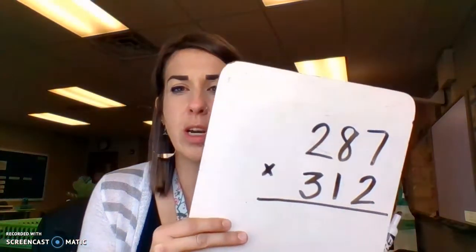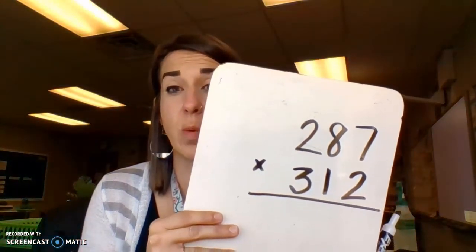Hi, fifth grade. Here is your multi-digit multiplication refresher using the US traditional model. So we are going to look at the problem 287 times 312.